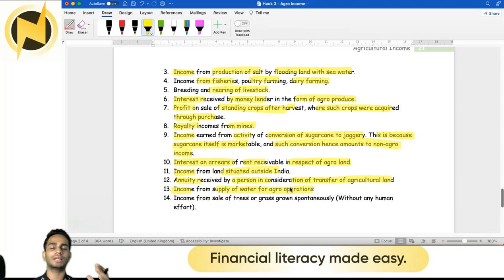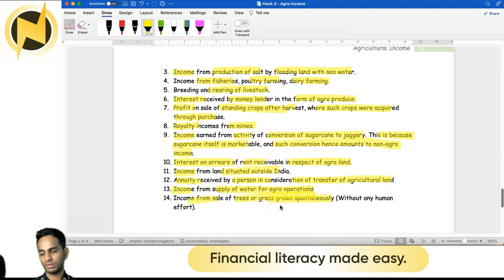So one company comes and they say, I'll provide you with water for your farming. And I pay that company. So the company is like, who gives me money? Farmers are giving me money. Why are they giving me money? Because I supplied water for their agricultural activity. So I'm also part of agricultural activity. Give me also the benefit of agricultural income. Government said, no. And finally, last, income from sale of trees or grass grown spontaneously.